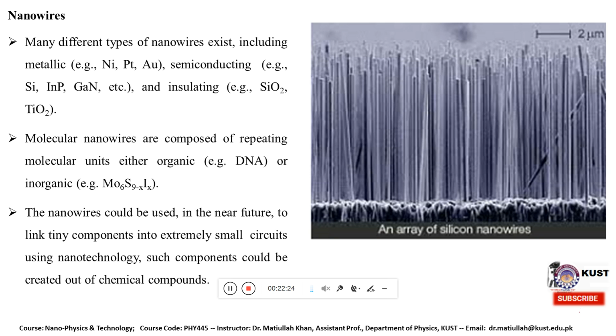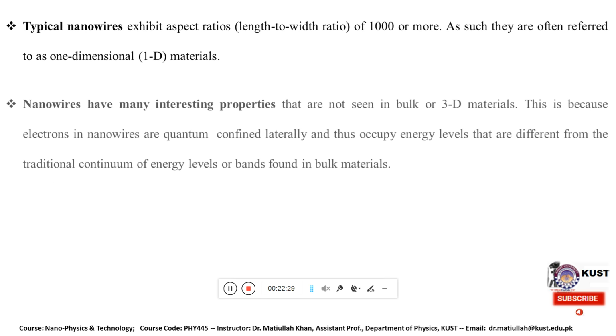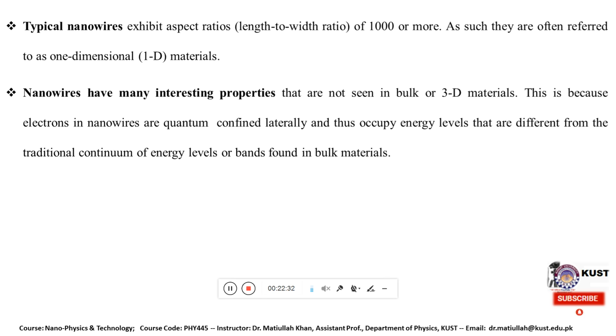Such components could be created out of chemical compounds. Typical nanowires exhibit an aspect ratio, the length to width ratio, of 100 or more, or 1000 or more. In such cases they are also called one-dimensional materials. Nanowires have many interesting properties that are not found in bulk materials. This is because electrons in nanowires are quantum confined laterally, and thus occupy energy levels that are different from the traditional continuum of energy levels or bands found in bulk materials.